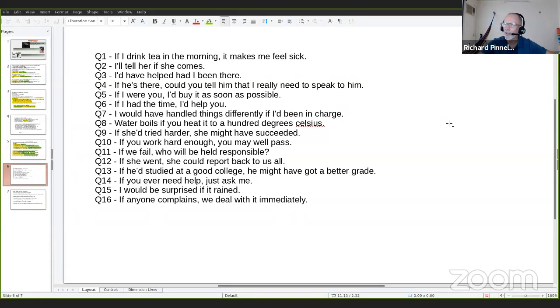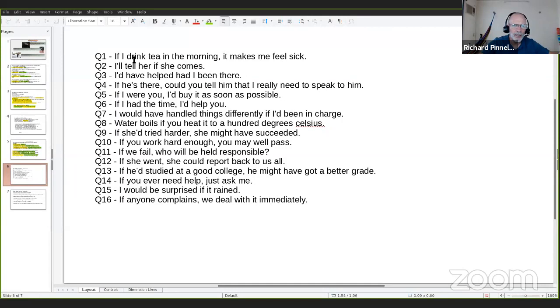Questions for Clementi and Israel and anybody else in the chat. We've got Sebastian in the chat, Angie, Freddie, Antonio. What we need to do here is identify the conditional. 0, first, second, third, or mixed. I don't know if I have any mixed here actually. So we need to identify which conditional it is.